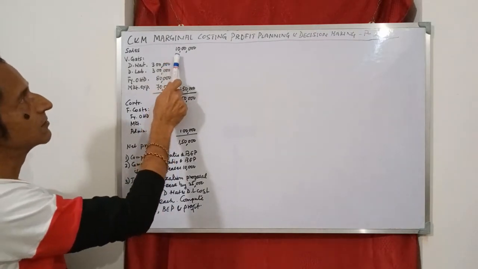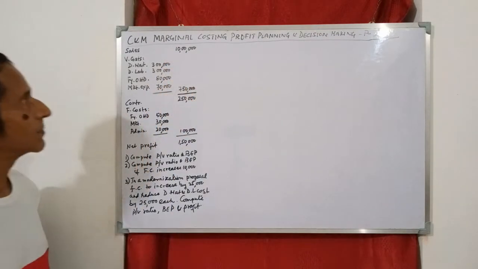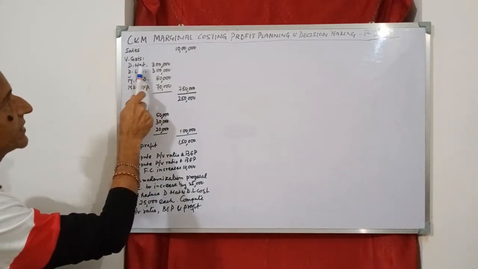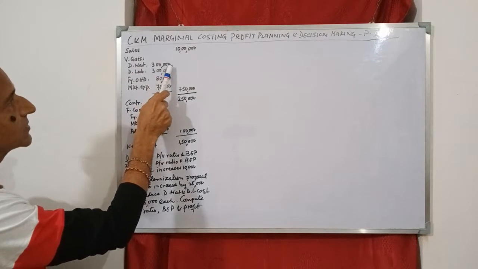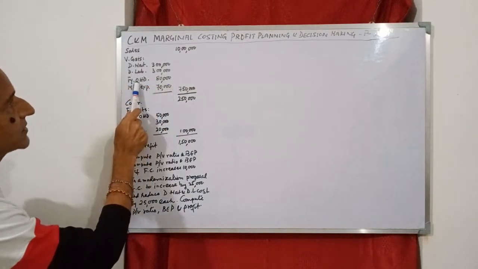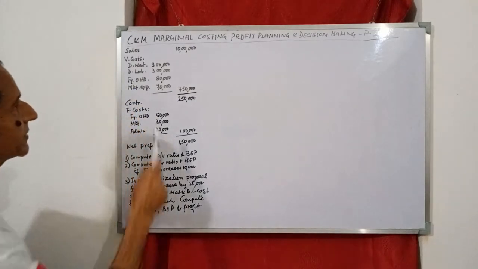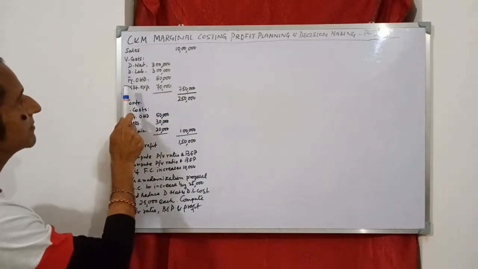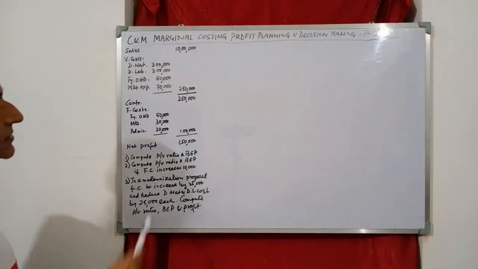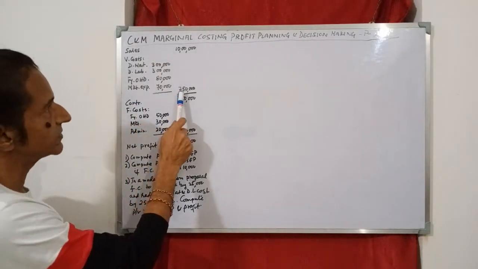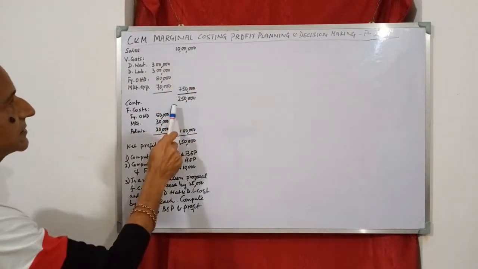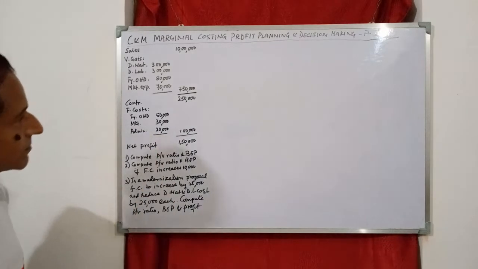Sales 1,000,000, variable costs include direct material 300,000, direct labor 300,000, variable factory overhead 80,000, and variable marketing expenses 70,000. So total is 750,000. So contribution is this minus this, that is 250,000.